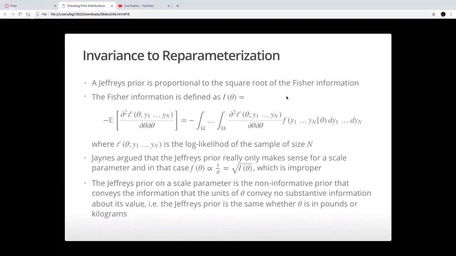Finally, invariance to reparameterization. So the so-called Jeffreys prior is going to be proportional to the square root of the Fisher information. Same Fisher who wanted to kill Jeffreys, but whatever. And that is the expectation of the second derivative of the log likelihood function. And so that has a formula, so you can work those out. But one of the real adherents to this, a guy named Jaynes, argued that the Jeffreys prior really only makes sense for a scale parameter.